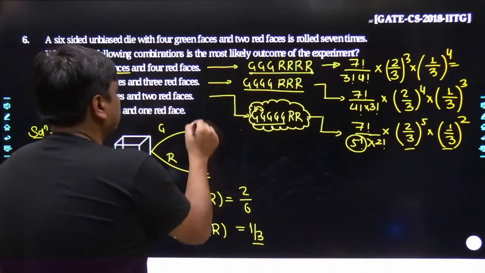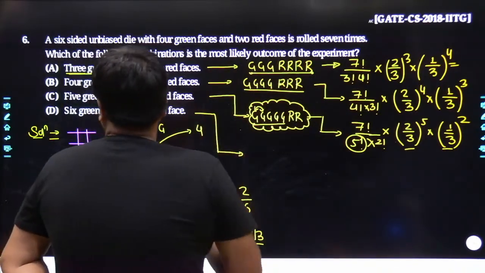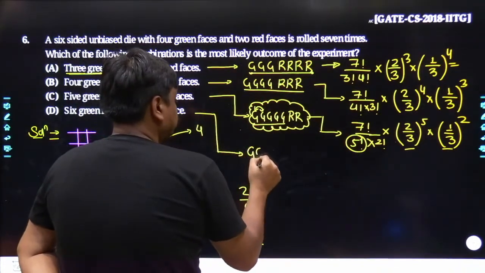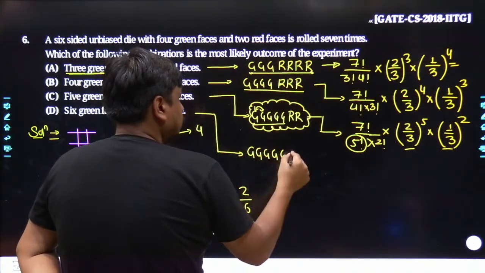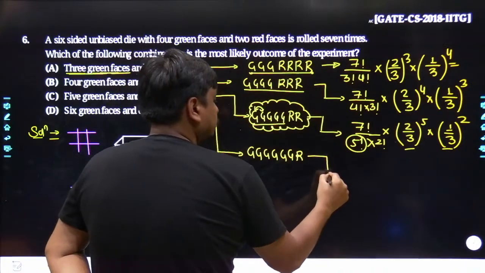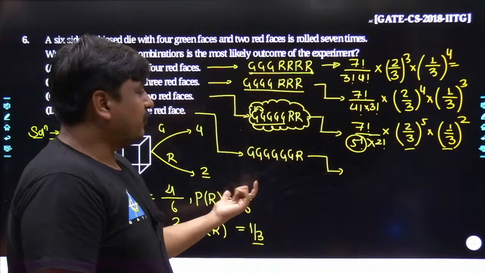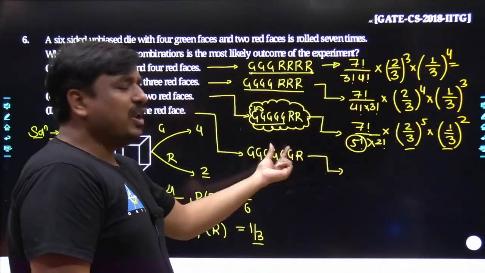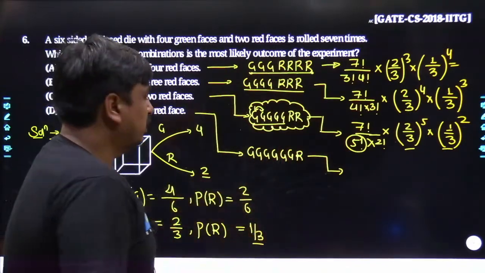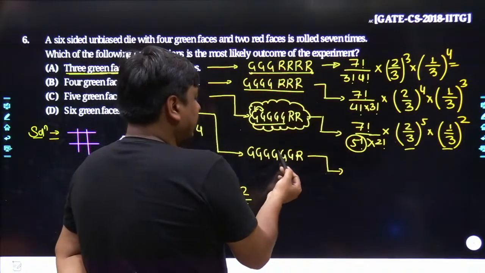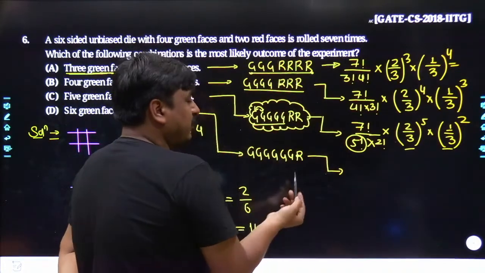And similarly, here goes the 6 green, and 1 red. What's going to be the possibility over here? How many different ways this word could have been framed? Obviously, my dear friends, you only had to change the place of R. It could be at first, second, third, fourth, fifth, sixth, seventh: 7 different ways.